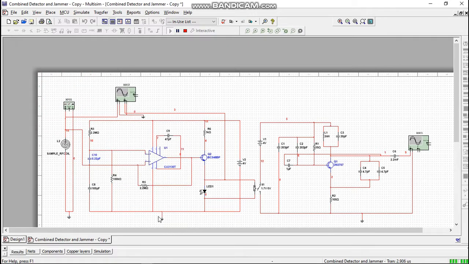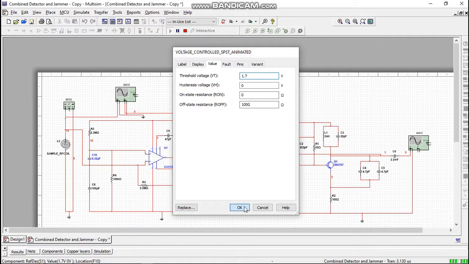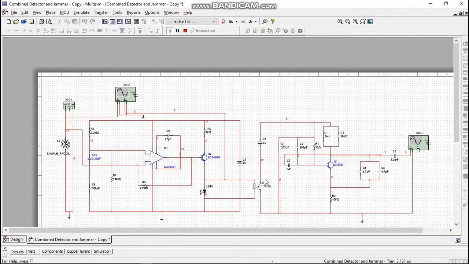Now we have the combined circuit of the mobile detector and mobile jammer. The two circuits are combined with a voltage controlled switch that is applied across the LED. If the voltage across the LED is more than 1.7 volts, the switch closes, which then provides power to the rest of the circuit, which is the jamming signal.